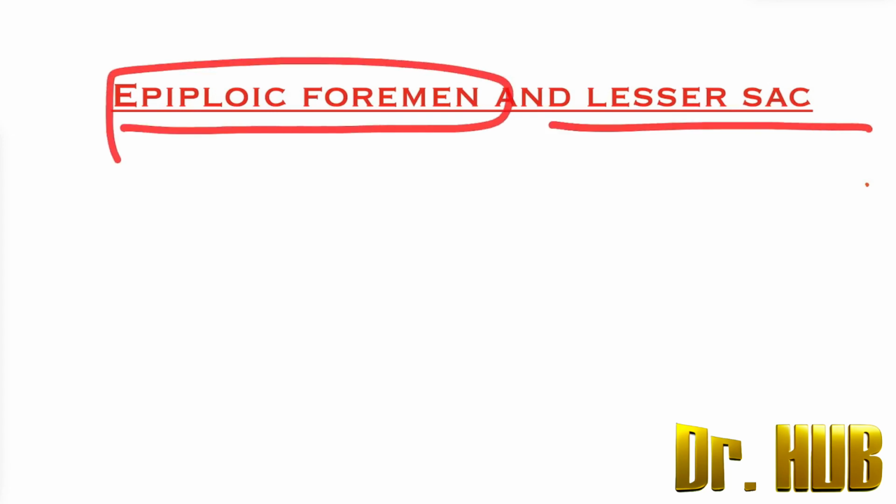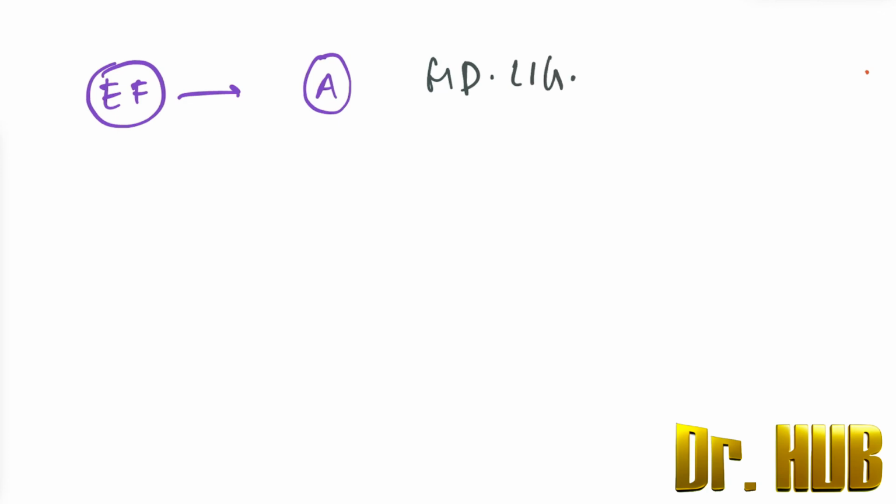Epiploic foramen as well as the lesser sac. Now let's look at the relations of the epiploic foramen. So this epiploic foramen, anteriorly, what is present? Anteriorly, it is the hepatoduodenal ligament, HD ligament, and this contains the hepatic artery, portal vein, as well as the common bile duct.